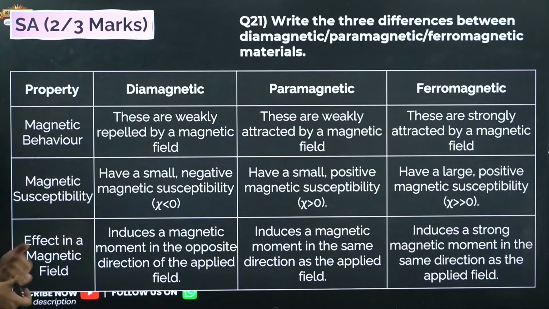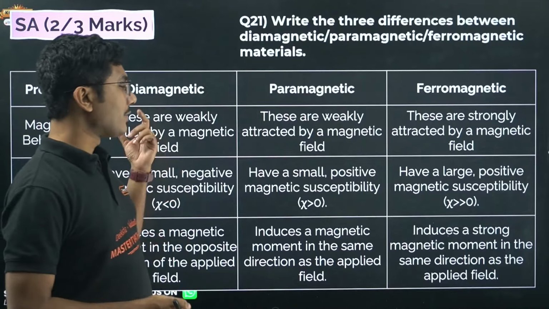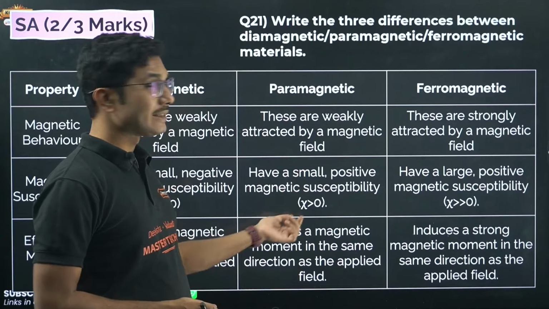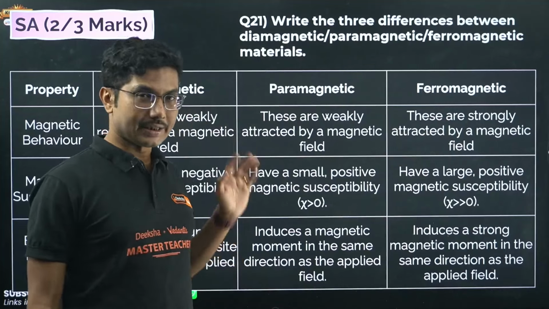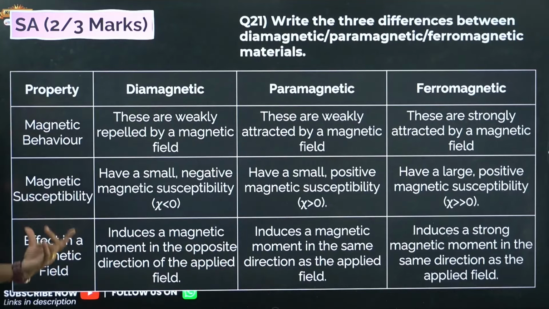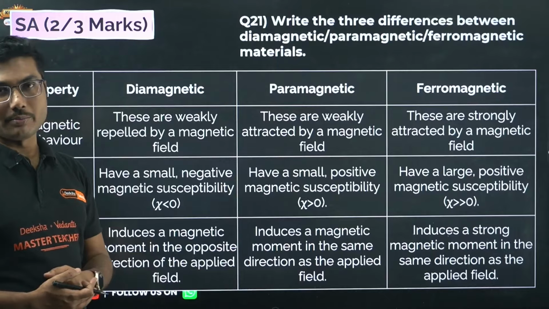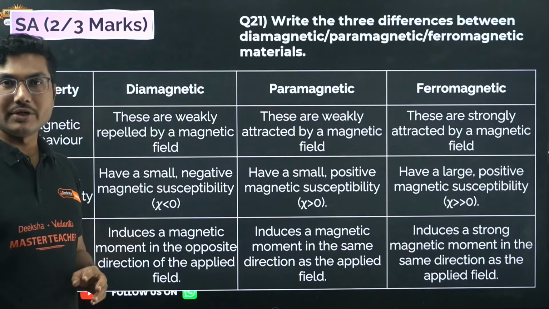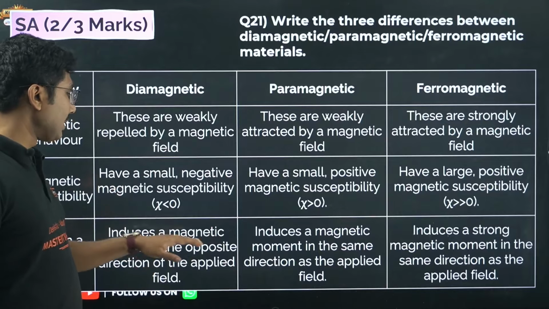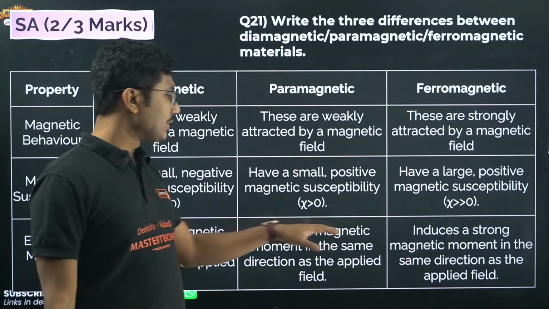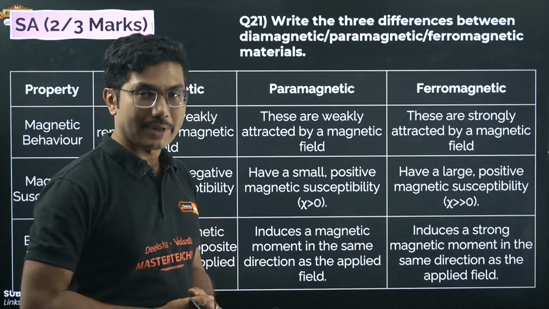Now magnetic susceptibility: diamagnetic materials have a small negative magnetic susceptibility, chi is less than 0. Paramagnetic materials have a small positive magnetic susceptibility, chi is greater than 0. Ferromagnetic materials have a large positive magnetic susceptibility, chi is very, very much greater than 0. What about the effect in magnetic field? Based on whether it is a 3-marker or 2-marker, you have to write 2 points or 3 points. If it is a 2-marker question, 2 points are sufficient. If it is a 3-marker question, you have to write 3 differences. Diamagnetic induces a magnetic moment in the opposite direction of the applied field, paramagnetic induces a magnetic moment in the same direction of the applied magnetic field, and ferromagnetic induces a strong magnetic moment in the same direction of the magnetic field.